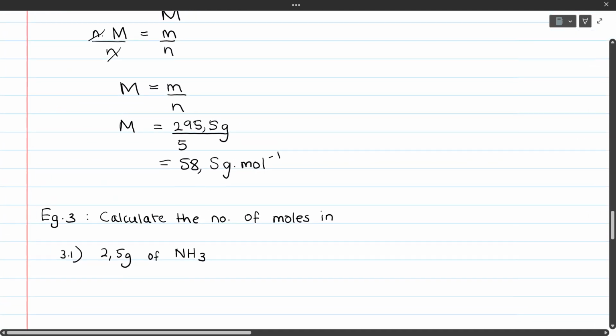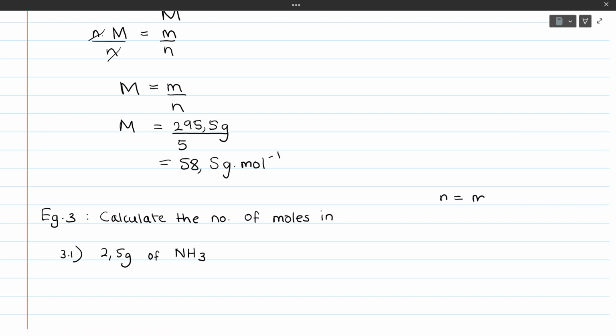So they want the number of moles in 2.5 grams of NH3. Just going to write the formula out here again. Okay, and if you need the periodic table, just let me know in the chat, because I can't really see the question if I move the screen.